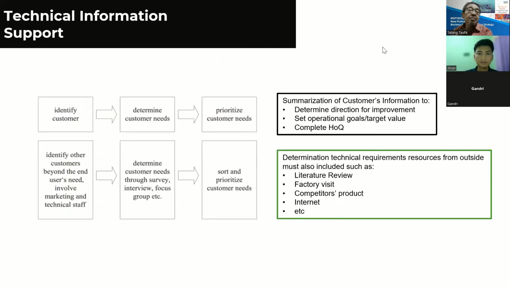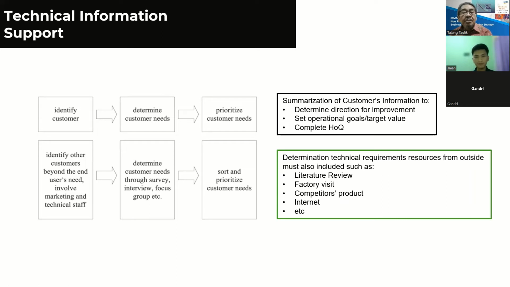And the third step is the technical information support. This is divided into two types. The first is identify customer. After that, determine customer needs, and the last is getting the prioritized customer needs. So for summarization of customer information, the first is determine direction for improvement. Next is set operational goals or target value, and last is complete HOQ.